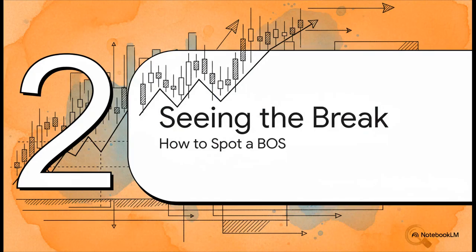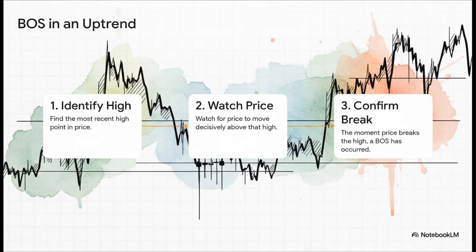All right, so the theory makes sense, but how does this actually look on a real live trading chart? Let's switch gears and get practical so you can start spotting a BOS with total confidence. Spotting a break of structure in an uptrend is a pretty straightforward three-step process. First, you just find and mark the most recent peak. You'll hear traders call this a swing high. That level becomes your line in the sand.